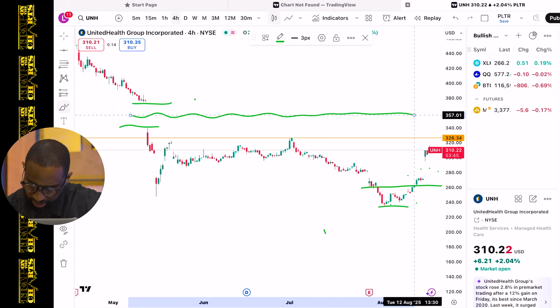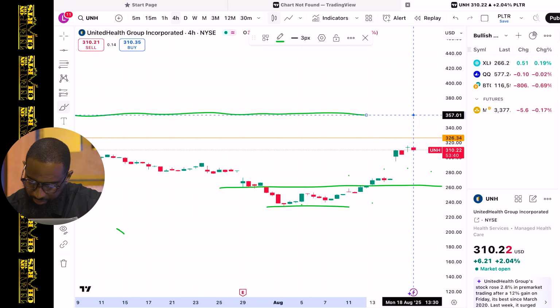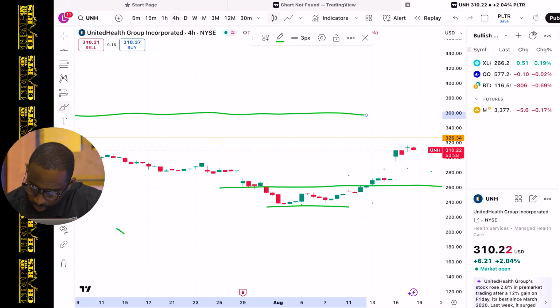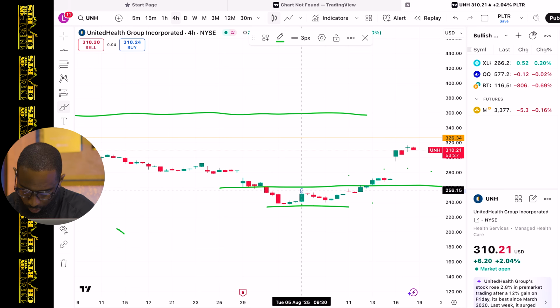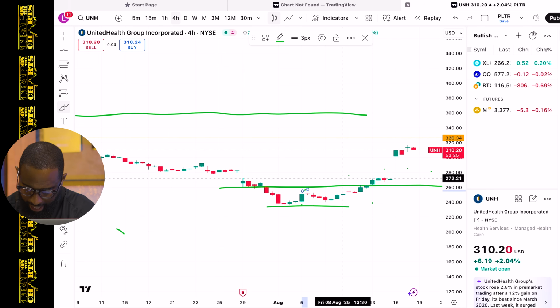So if you're looking at UNH, in my mind, you want to see what it does at 326. I know you might feel like, man, that's $16. Don't look at it like that. Let the market tell you. What is it telling you? A low right here, right? Then you create a higher high, create another high, and you create another high. Then you want it to get right there.